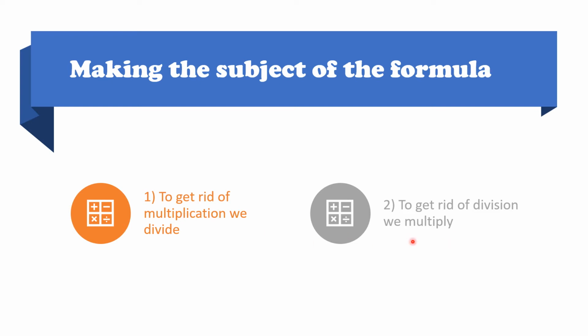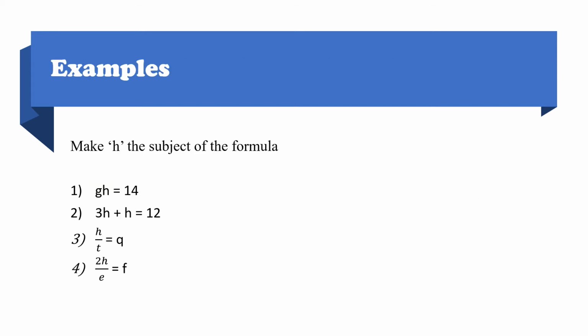So these are two other strategies that we now know to help the subject from standing alone, being positive, and in the numerator. So with that in mind, let's get on to some examples, and hopefully this will help us to appreciate applying these rules that we just looked at.